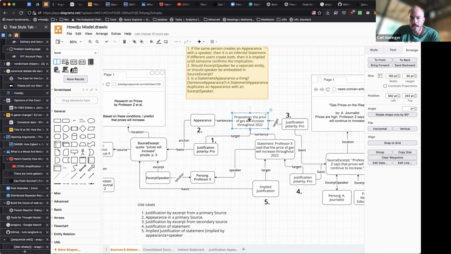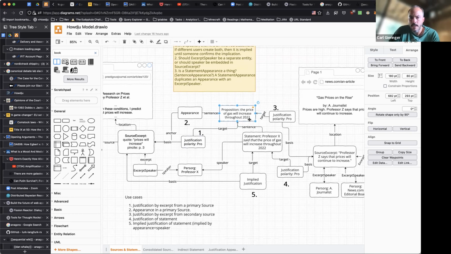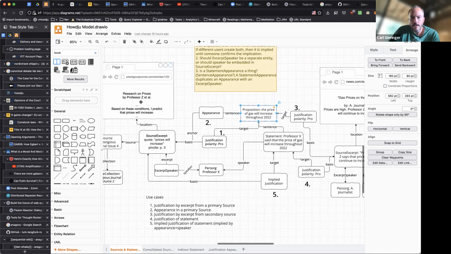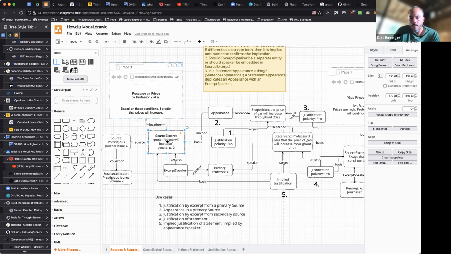The idea here is that all these other relations are different ways that sources and maybe media are discussing it. So here there is a research paper, we'll say, by Professor Z, and the system, like Howdju, the system that I've been prototyping, would reference that. This is not in the system. This is supposed to be an external source, and that's why it's in this web browser. But this source excerpt concept would point to it through a location.